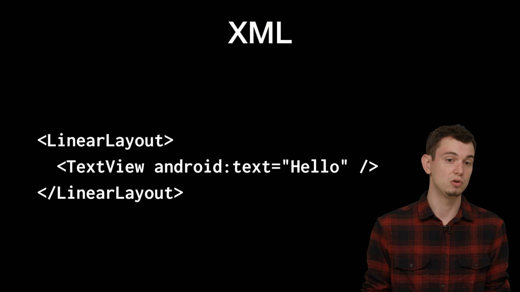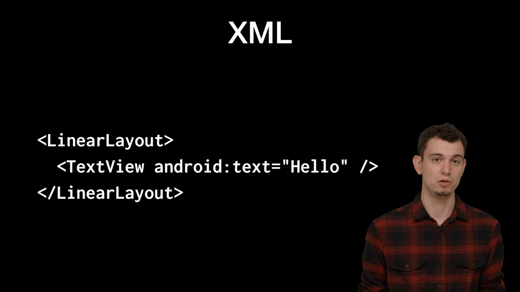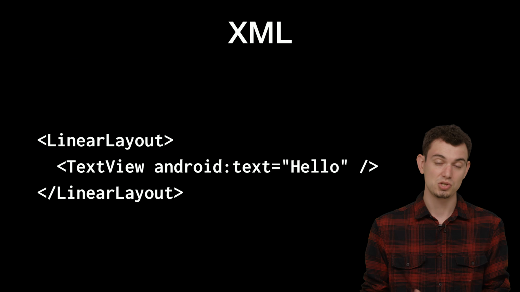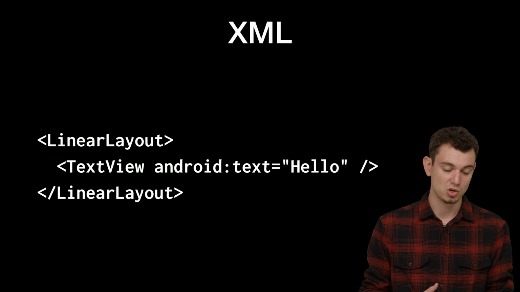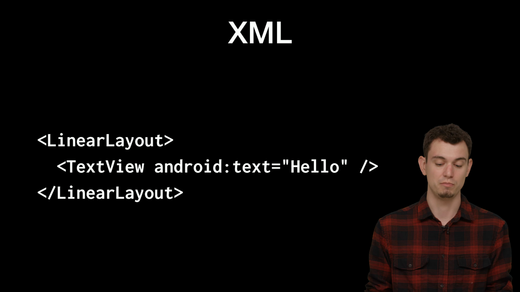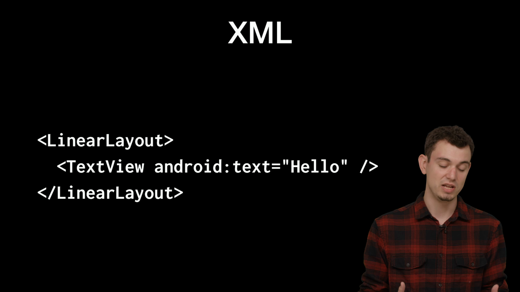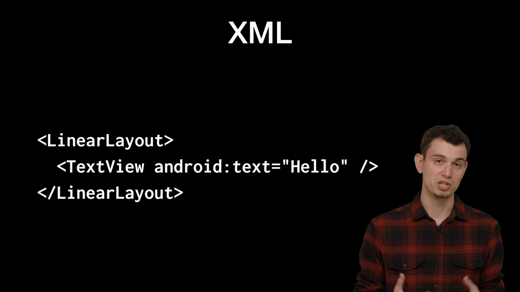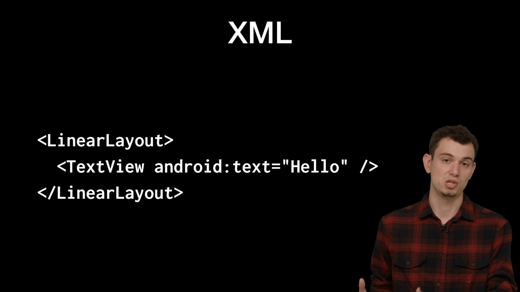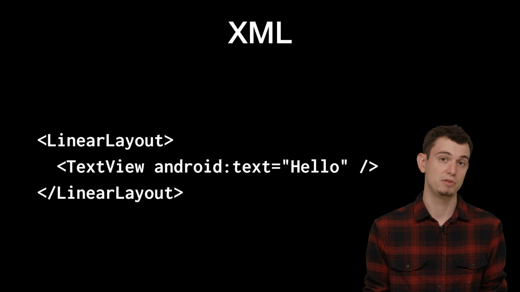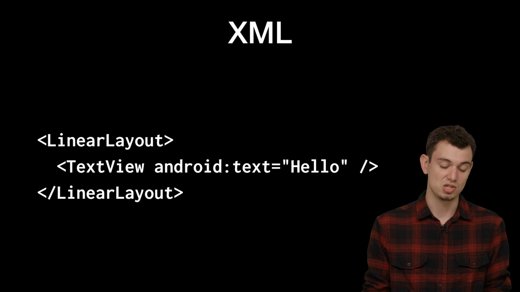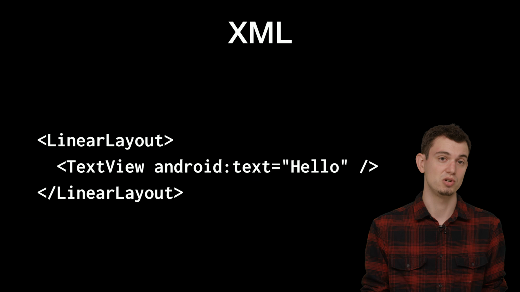Then this text view is also an Android view that's defined for me. And it's this pretty simple view that just displays text. Inside of this text view tag, I have something that's called an attribute. This attribute's name is android:text, and its value is hello. This attribute name is special. It means something to Android. In this case, it just happens to be the text that's going to be displayed in your app.